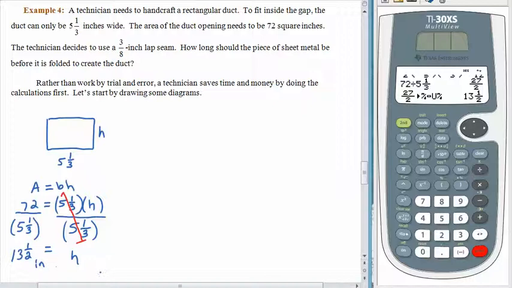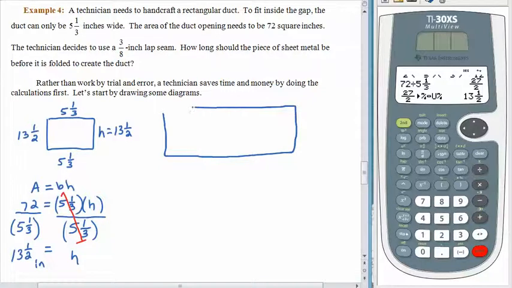Okay, so this is 13 1/2 here, 5 1/3 here, and another 13 1/2 over here. Remember, we need to fold and create this duct out of a nice rectangular piece of metal. And this is what's called a stretch out.